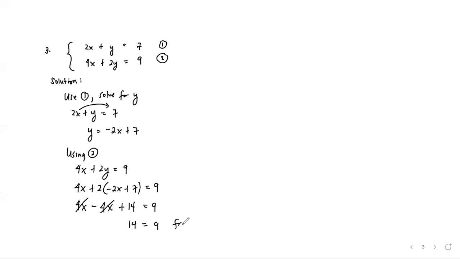But this is false. 14 cannot be equal to 9. As you can see, there's no variable left. The variable x is eliminated here, which means that this system has no solution. So if the system has no solution, then this system is an inconsistent system.